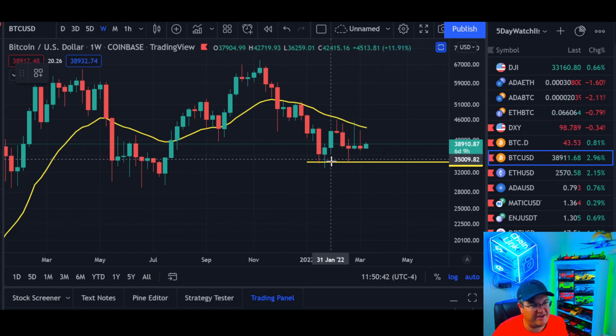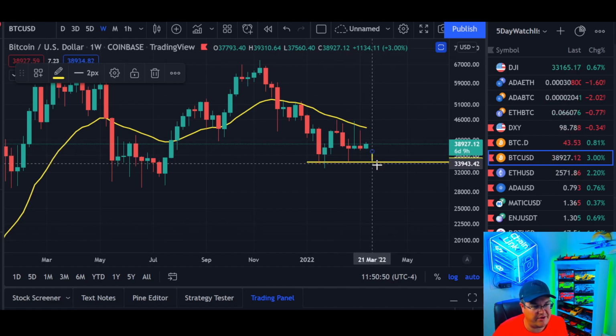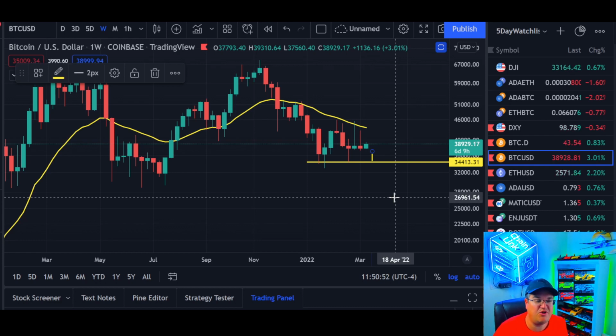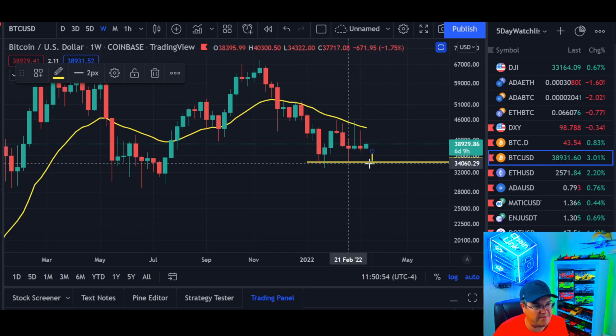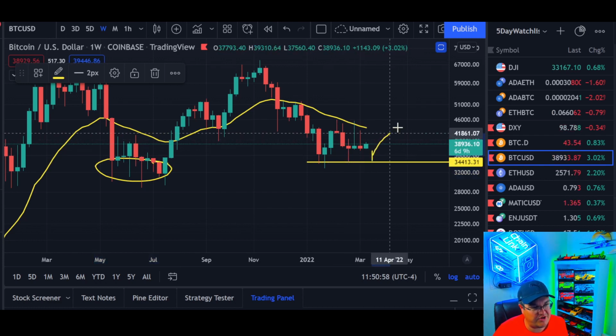Okay, so potentially, the bottom could be in. We may not go any lower, right? Or we do something like this in the next week or two, and then everyone will think we're going back to zero, and maybe we stop right here, just like we did back here, and then we start working our way back up, right? And that's kind of it.